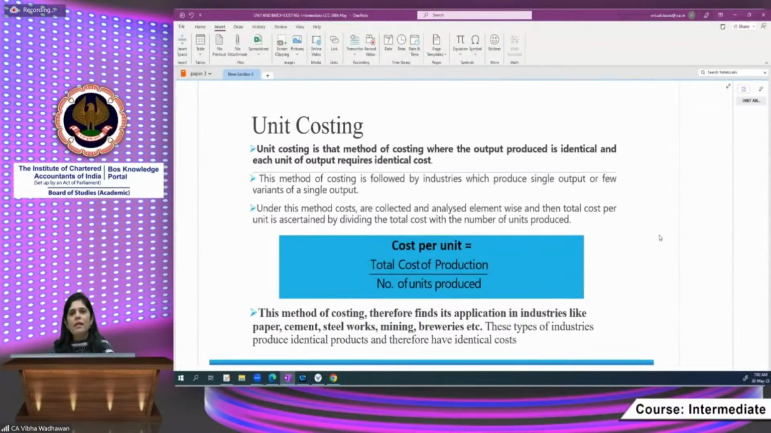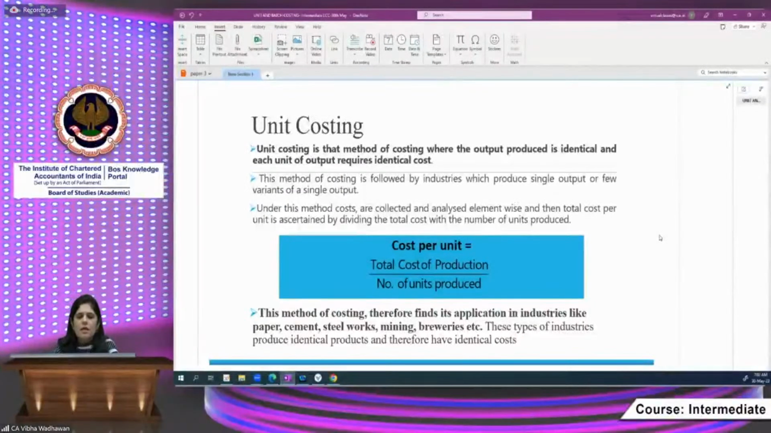That means one cost unit can be used for all the products. So one cost per unit can be used for all the products because all are identical, all use the same cost, all use the same process. So the unit cost can be applicable to it. If, let us say, the products are not identical, every product is different, then you cannot apply unit costing. So unit costing means one cost per unit will be applicable to all the products which are manufactured.